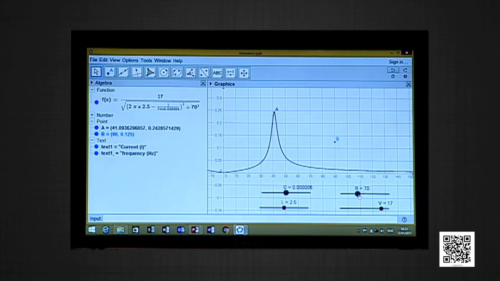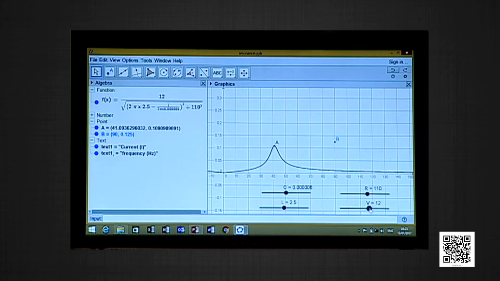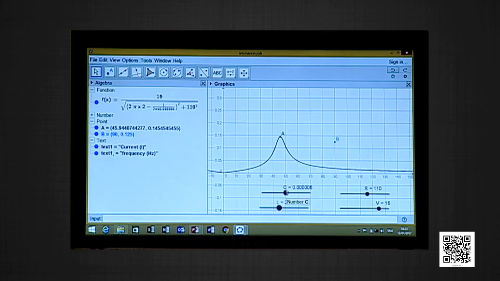Same if we vary this R, we can see how the amplitude of this graph is going down. So at different values we can set different types of voltage and inductance, where we can see the pattern of this resonant frequency. So we can see when the sharpness will increase and when it will decrease by changing the values of C and L.